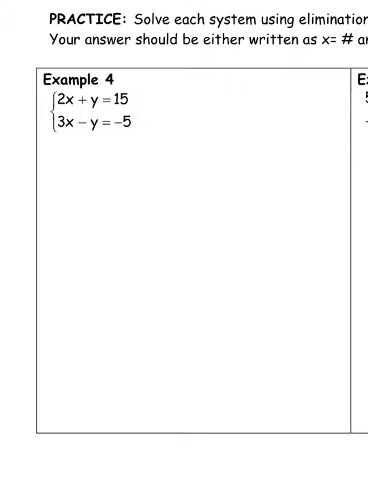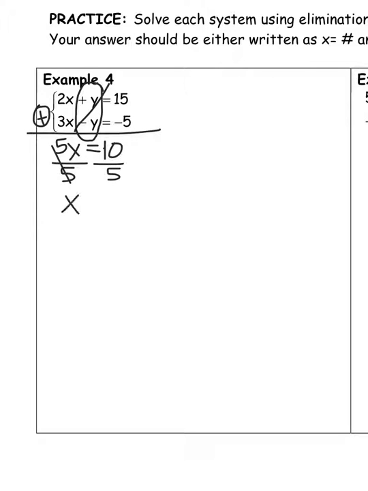Alright, on to example 4. So example 4, we don't have the steps written out, so we kind of have to make a decision here. I'm going to look and see first if any of my variables will eliminate right off the bat. And I see that the y's look exactly the same, except one is positive and one is negative. So I'm just going to add these equations. And I get 2x plus 3x, that's 5x. My y's cancel, equals 15 plus negative 5 is 10. Solve this equation by dividing by 5, and we get x equals 2.